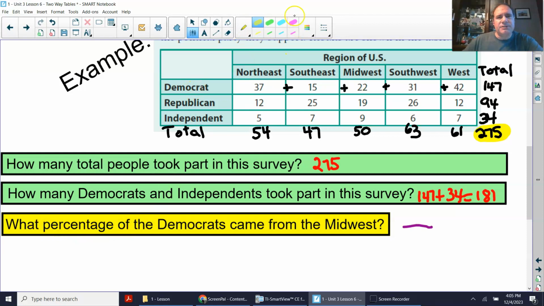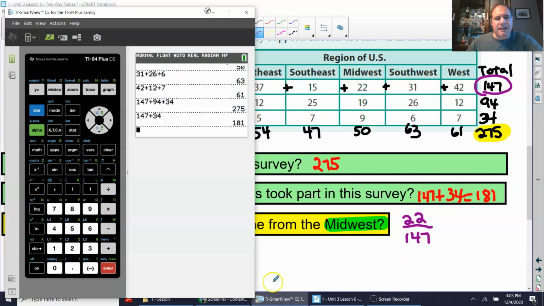So it says what percentage of the Democrats. So of the Democrats, let's talk about Democrats all the way across. It is 147. So I'm going to put that, there's Democrats, 147. Came from the Midwest. So how many of these people, 147, came from the Midwest? It's 22. So I'm going to grab my calculator again.